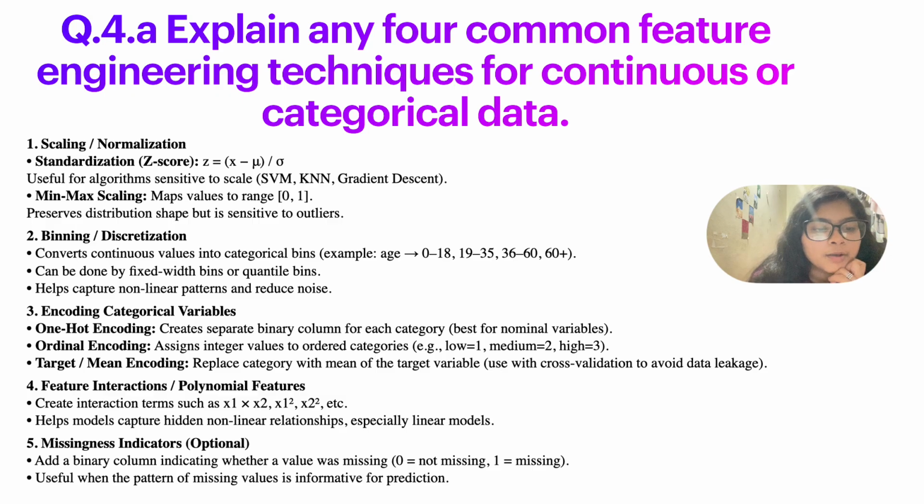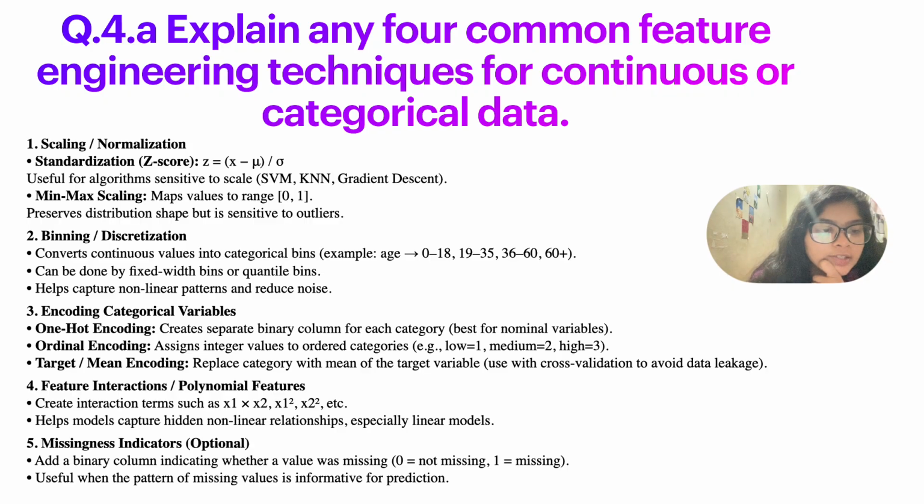Min-max scaling maps the value to the 0 to 1 range. Suppose if we have different columns and all the columns contain values from 0 to 1, then it will be easier for us to understand on what basis decision making is happening. In this, we preserve distribution shape, but it is sensitive to outliers.